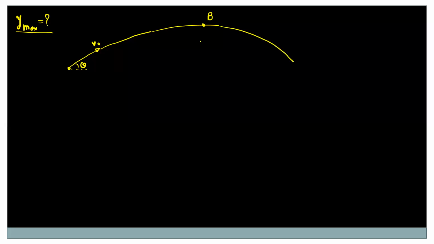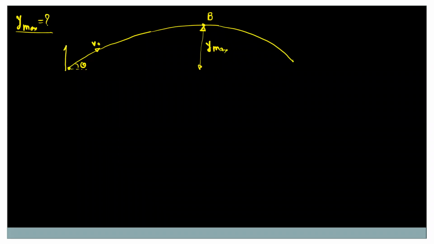So now we have to find out the maximum distance in the vertical direction. So we have to find out the equation for y max. So consider the same projectile motion having the initial velocity v naught and the angle of projection theta. With this velocity, the object will cover the maximum distance. So consider this point as B, and this is the y max value.